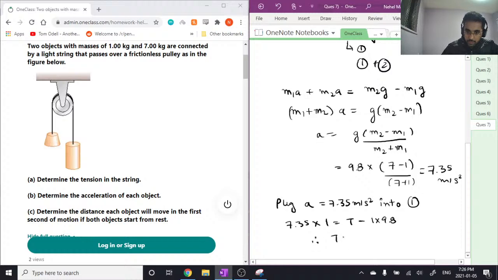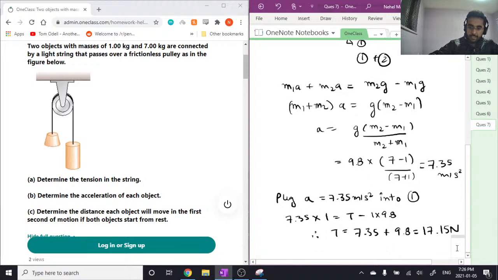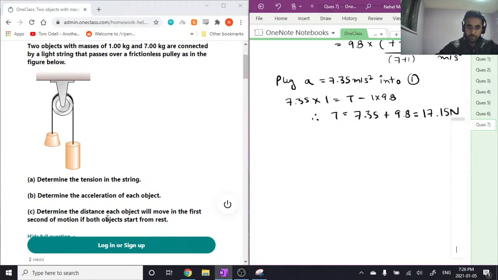Therefore, we get tension is equal to 7.35 plus 9.8, which is equal to 17.17 newtons. Okay, so this is actually the solution to part A, and in order to solve part A, we actually found the acceleration as well. So we found the solution of part B as well.